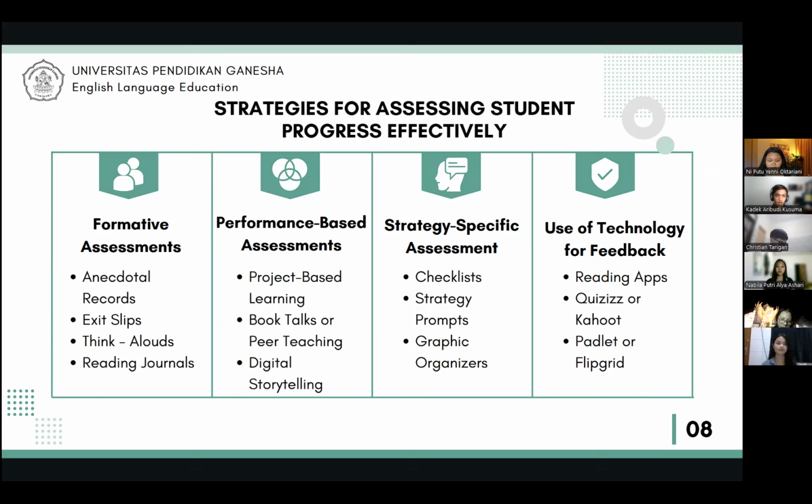The second one is book talks or peer teaching. Students explain a book or a reading strategy to a classmate, showing both understanding and the ability to teach others. And the third one is digital storytelling. Students use tools like Canva or Book Writer to retell a story, analyze characters, or build a plot diagram.